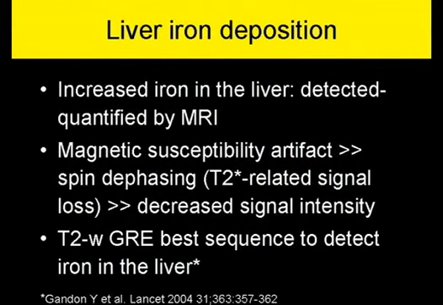The most sensitive sequences are the T2 star sequences, or gradient echo T2, because you have an increased magnetic susceptibility when you have iron deposition in the liver. This will cause spin dephasing and a signal loss on these T2 star sequences. There's a nice study from last year by a group from France where they used multiple T2 star sequences with different echo times, and the most sensitive one, which correlated best with the amount of iron in the liver, was the T2 star with the longest TE.